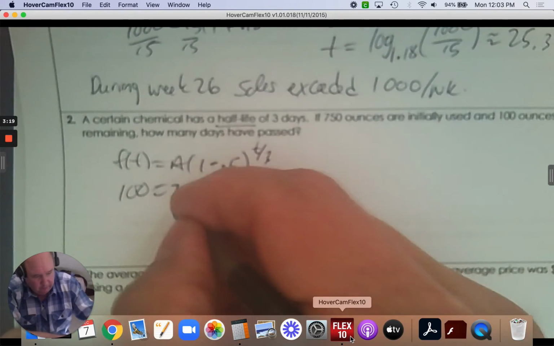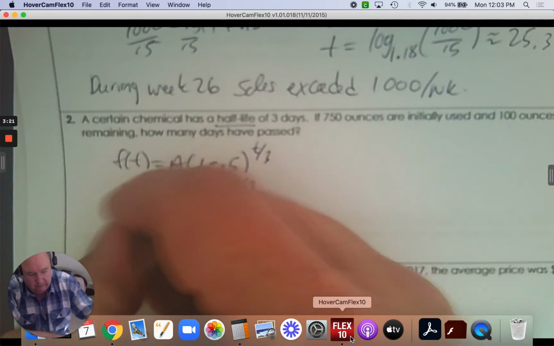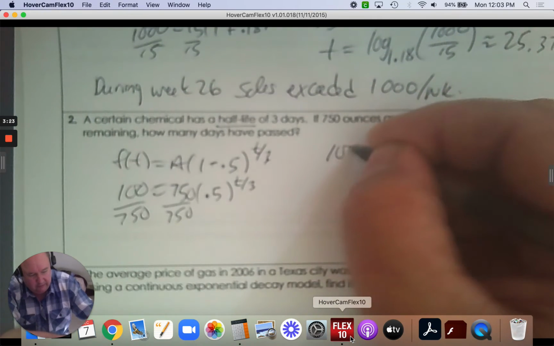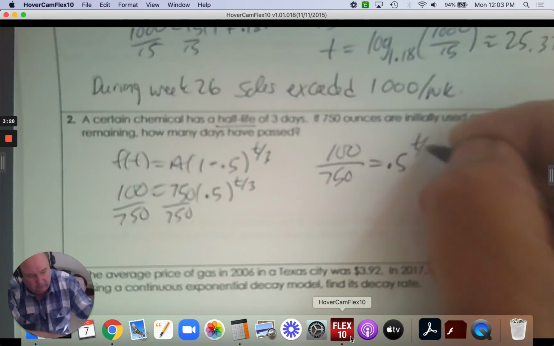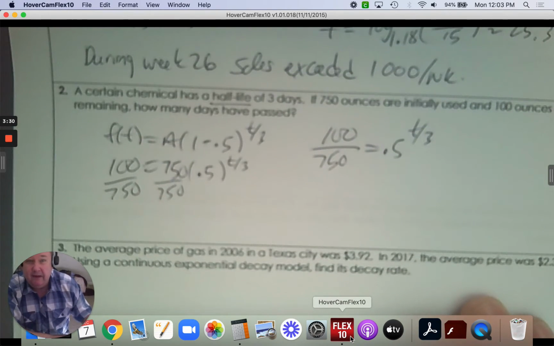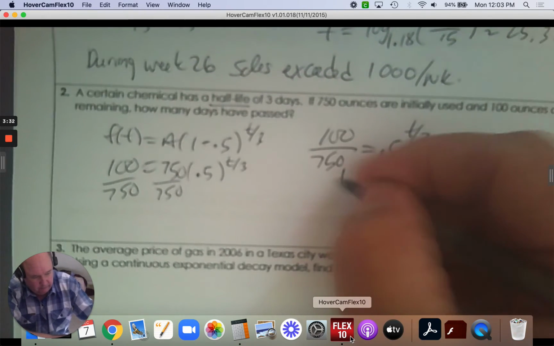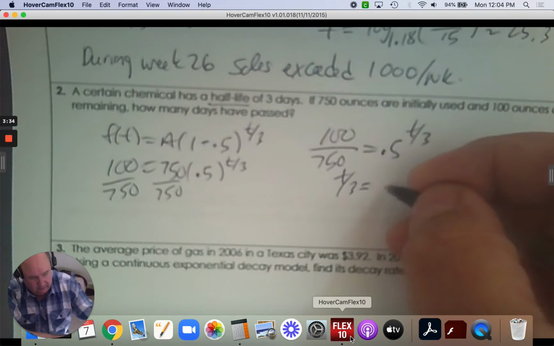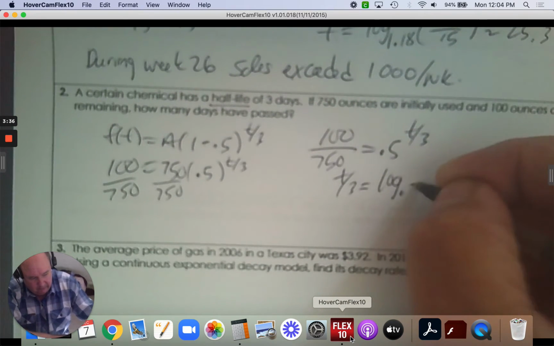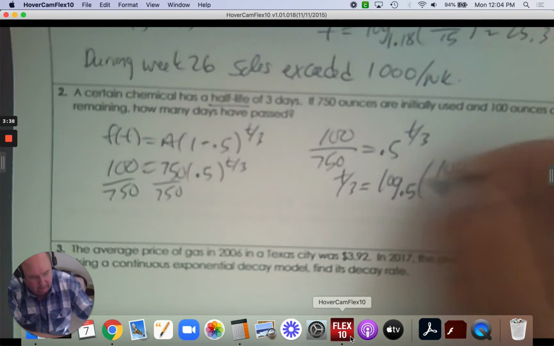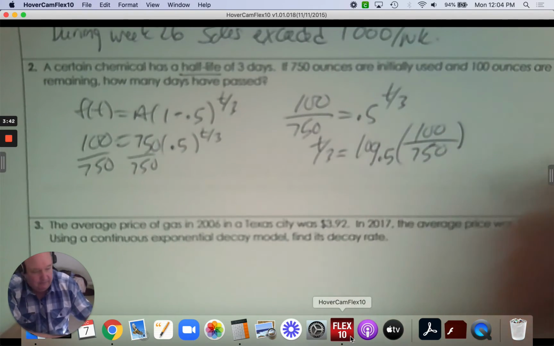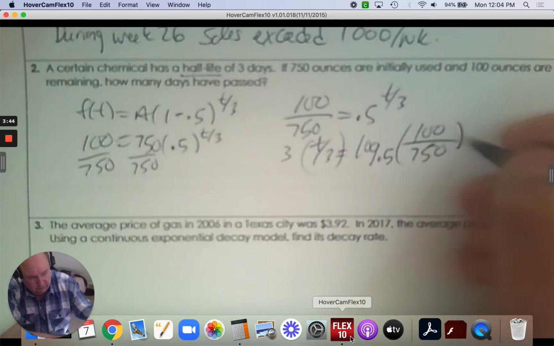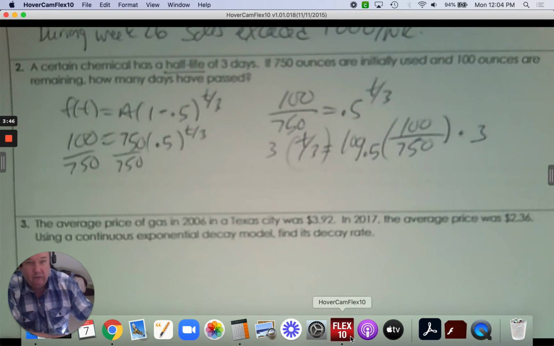So to solve it, we're going to divide by 750. I'm just going to leave the number exactly the way it looks. To solve this, we're going to write it as a logarithm. So the exponent is t divided by 3. The logarithm has a base of 0.5, and inside the logarithm is 100 divided by 750. To get t by itself, you multiply by 3. And now we're going to use our calculator.